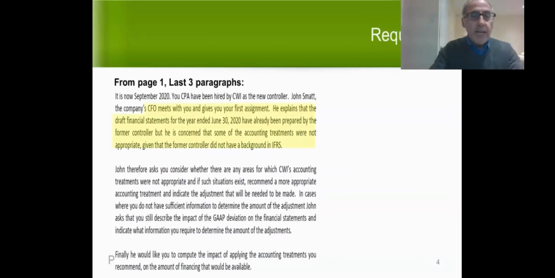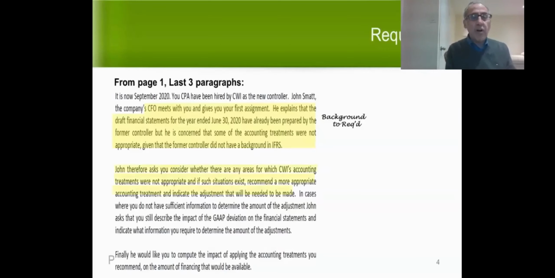Let's take a look. He explains that the draft financial statements for the year ended June 30th, 2020 have already been prepared by the former controller, but he's concerned that some of the accounting treatments were not appropriate, given that the former controller did not have a background in IFRS. So notice how the first paragraph isn't really a required, but it's important background information that you need in order to understand the requireds. The requireds come up in the next paragraph.